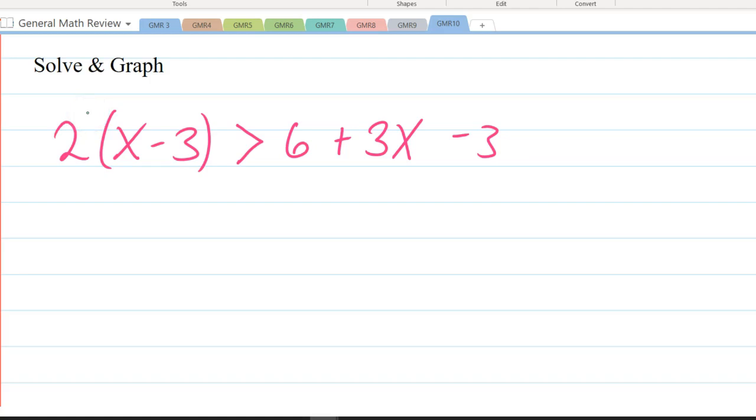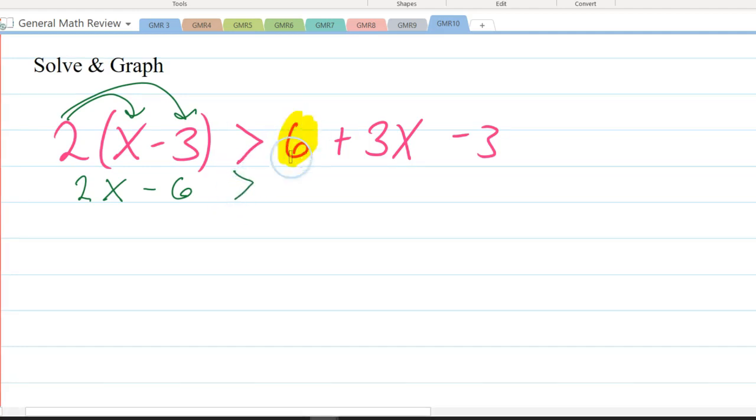When I look at this problem, I see there's parentheses, so I need to distribute the 2 through. That gives me 2x minus 6. The inequality hasn't changed. It comes straight down. On the right-hand side, I see I have like terms, a 6 and a negative 3. I'm going to combine my like terms. 6 take away 3 is 3, and then I have 3x plus 3.